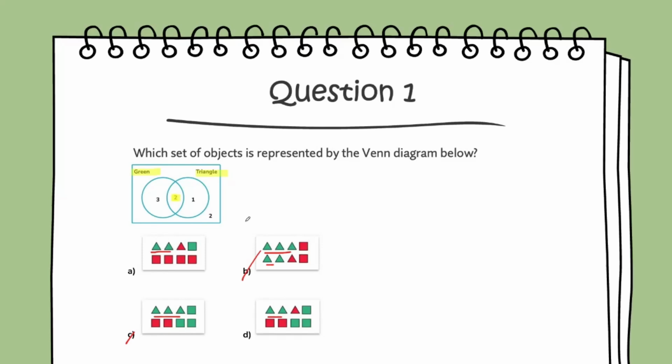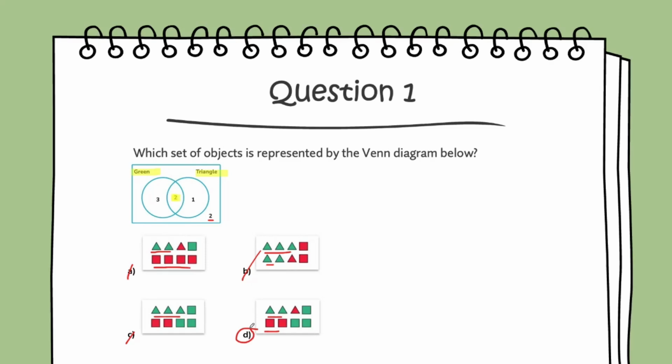The next thing I'm going to look at here is that we've got this 2 on the outside. What that means is that we've got 2 objects that are neither green nor a triangle. In other words, we'd have to have 2 objects that are a red square. Over here we can see that we've got 4 objects that are a red square, so that's too much. And over here we've got 2 objects that are a red square. So the correct answer here would be D.